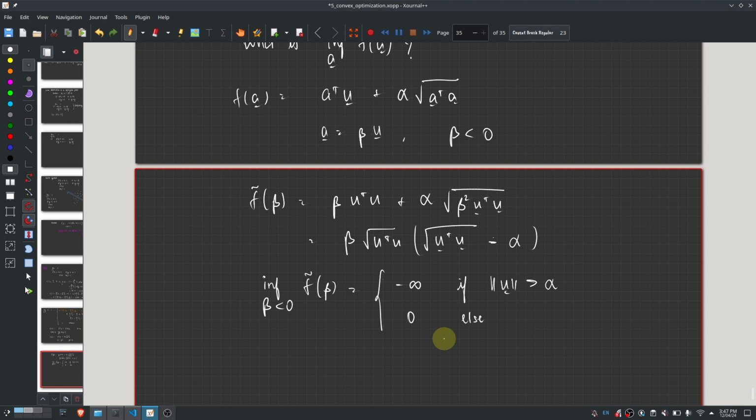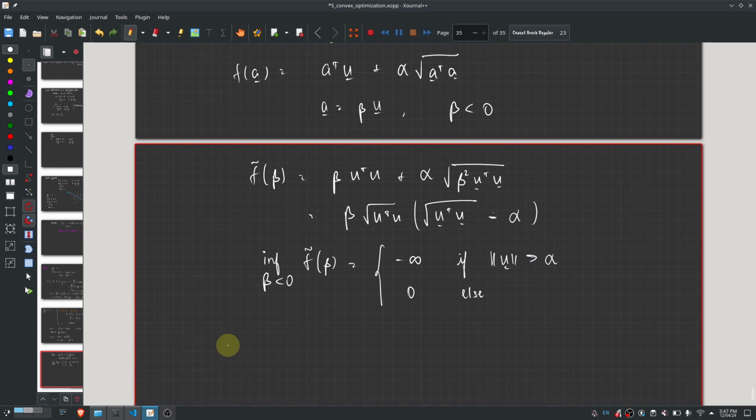But this is over a restricted search space, right? So we can't really say that the minimum of f of a is also going to be 0 if the norm of u is less than or equal to alpha. But in fact, it turns out that it is equal to 0 if the two norm of u is less than or equal to alpha. And why is that the case? Let's look at f of a. So suppose that the two norm of u is less than or equal to alpha.